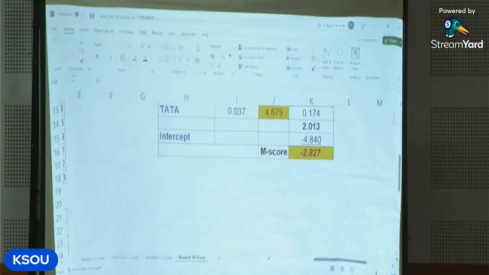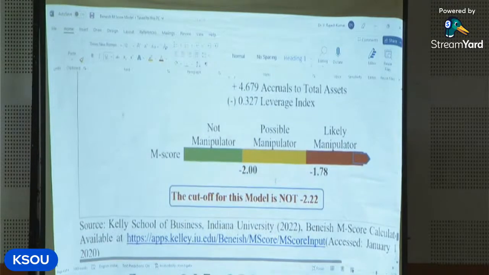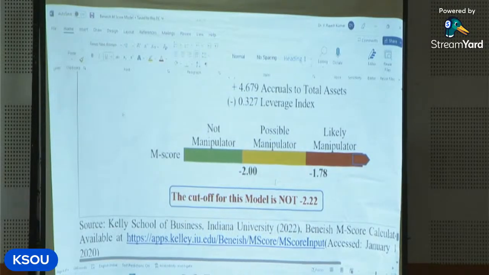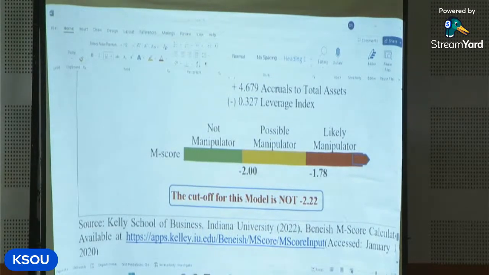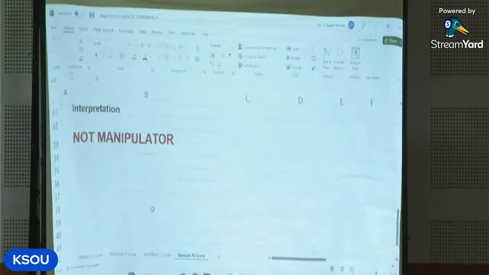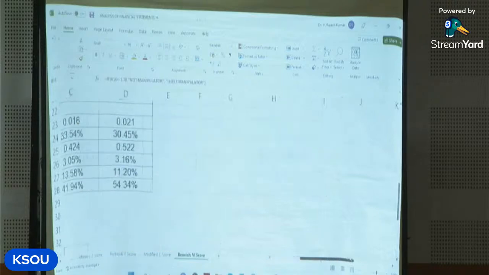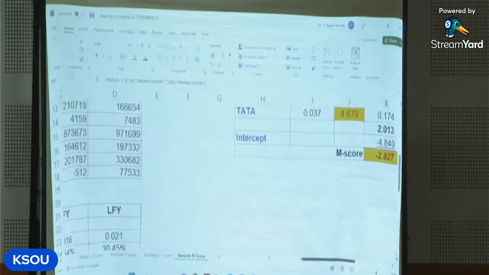Minus 2.827. What is your inference? Not a manipulator. I just gave a small Excel command here. A command I have given. So based on the score, it automatically indicates whether it is a manipulator or not a manipulator.